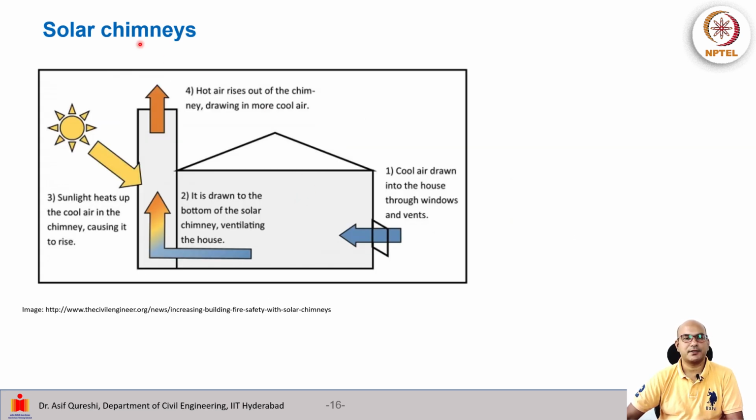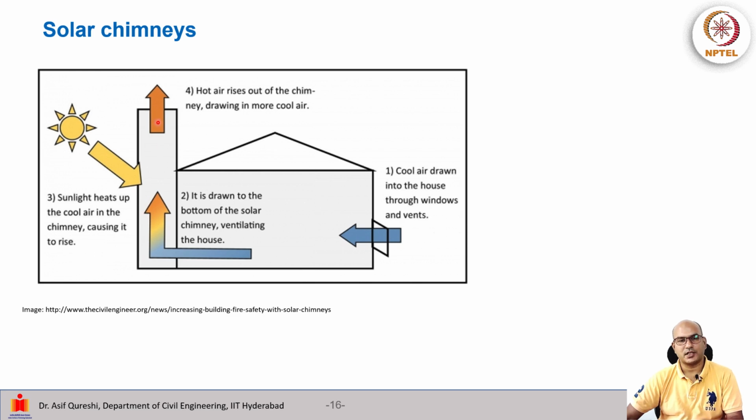The next thing is solar chimneys. This is a very interesting concept. So this is our house. At the bottom of the house, there is an opening, and this is the solar chimney. Now we have, let's say, some cool air, or existing air already there, and then the sunlight heats up the cool air in the chimney. When this air is heated up, it will rise. So hot air rises out of the chimney, drawing more cool air. As the hot air rises, all this air is moving up.